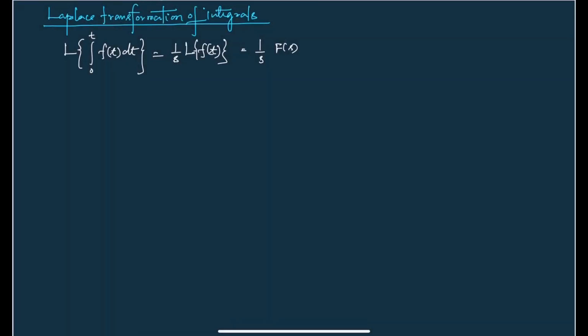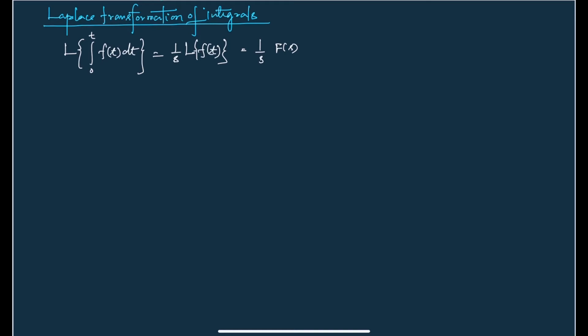Now you can see the Laplace transformation of an integral. The integral is given here: the integral of f of t dt, with limits ranging from 0 to t. Then the Laplace transformation of this function will be 1 by s into the Laplace transformation of the original function. Remember? Then it is 1 by s into F of s. I'm going to solve one example so that you can understand completely.